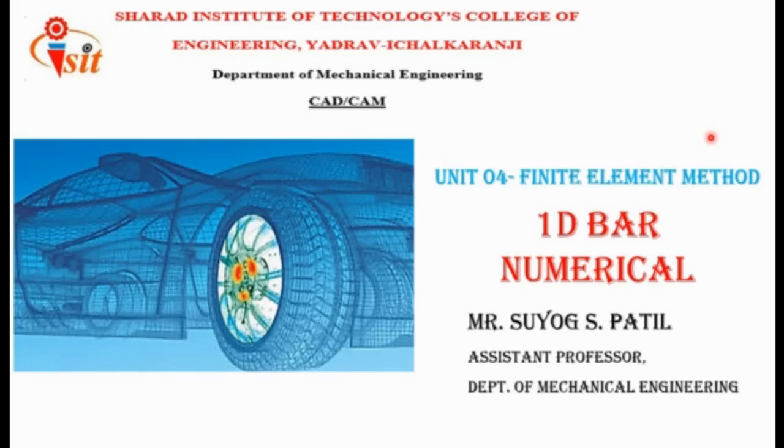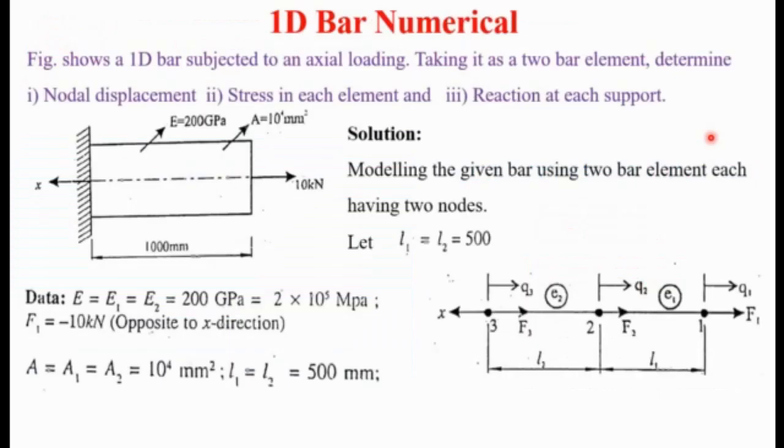In this fifth lecture, we are going to see a numerical based on the 1D bar element. This figure shows a 1D bar subjected to an axial loading. This 10 kilonewton axial loading is given along the x axis. Consider two bar elements, and determine the nodal displacement, the stress in each element, and the reaction at each support.